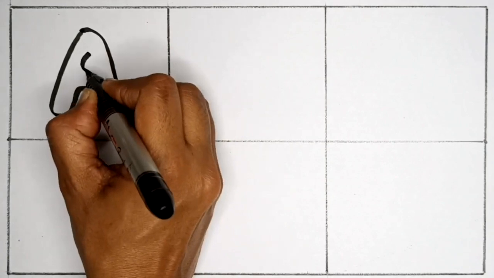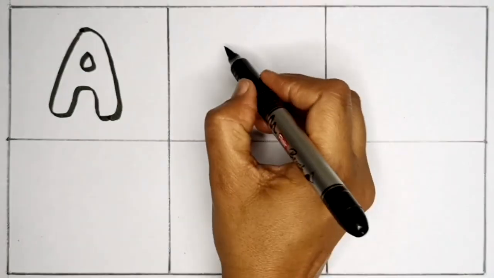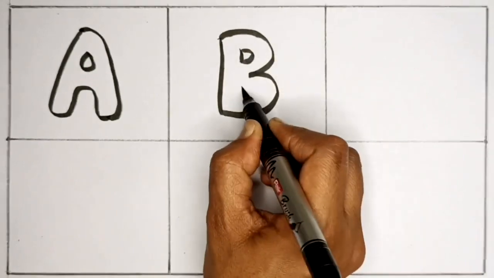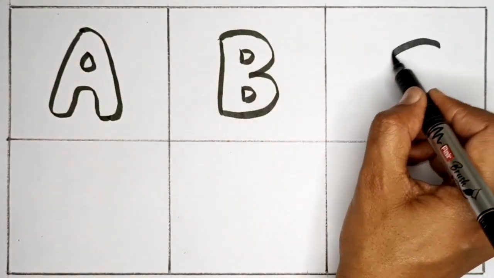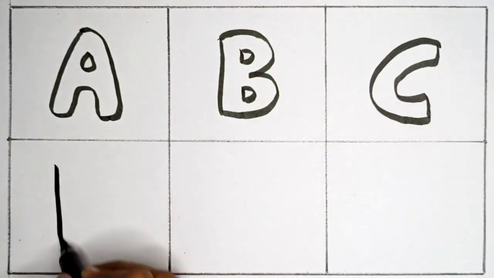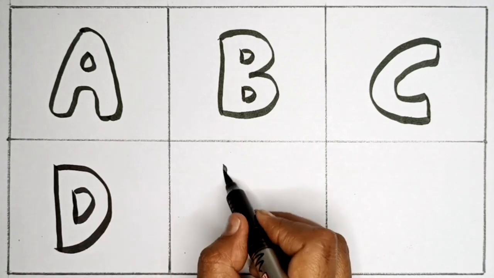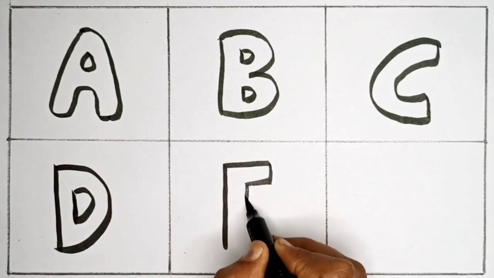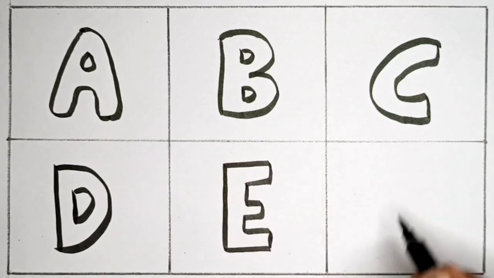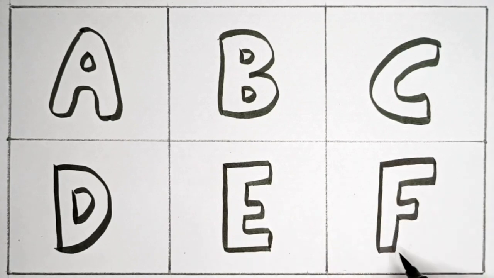A for apple, A. B for ball, C for cat, D for dog, E for elephant, F for fish.